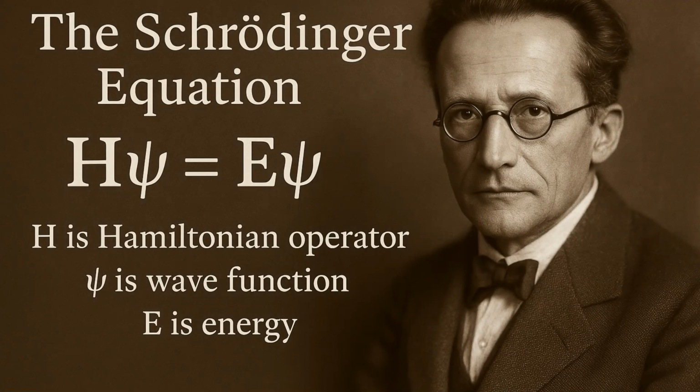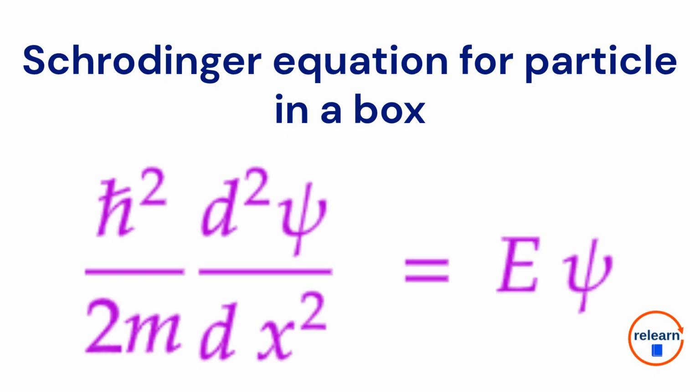is energy. Erwin Schrödinger, inspired by de Broglie's idea of matter waves, developed the Schrödinger equation to describe how quantum particles behave like waves, and this equation became a core part of quantum mechanics. The wave function must satisfy the Schrödinger equation, which for our particle in a box looks like ħ²/2m times d²psi/dx² equals E psi.